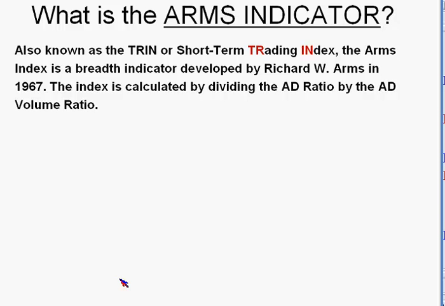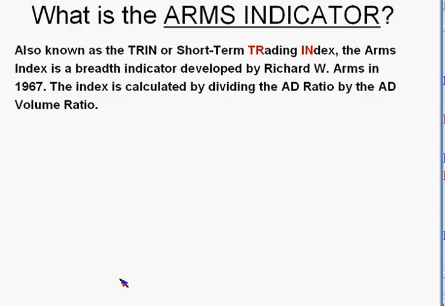And this term TRIN that you hear, T-R-I-N, is just the abbreviation, if you will, for trading index. The ARMS indicator is a short-term trading index, and of course the first letters of trading index are T, R, and I, N, and that's how they get the term TRIN. Not a lot of science in that, huh? But anyway, it's called by either name, either the ARMS indicator or the TRIN. As we said, this was developed in 1967, and it's an index that you calculate, okay?